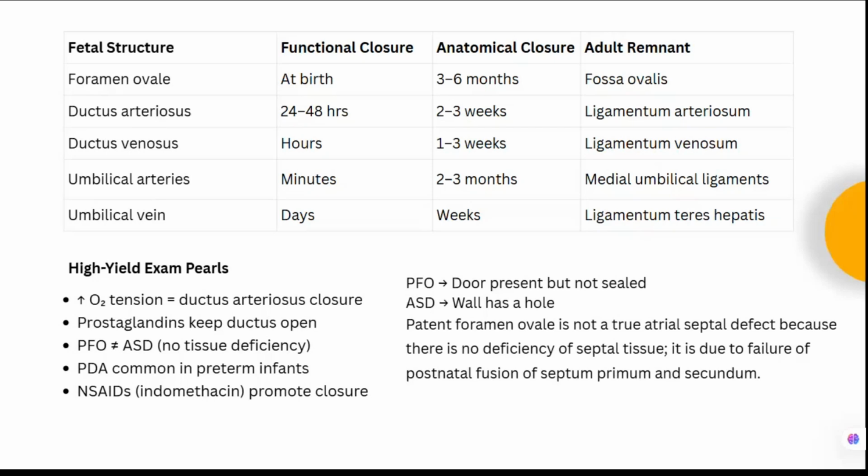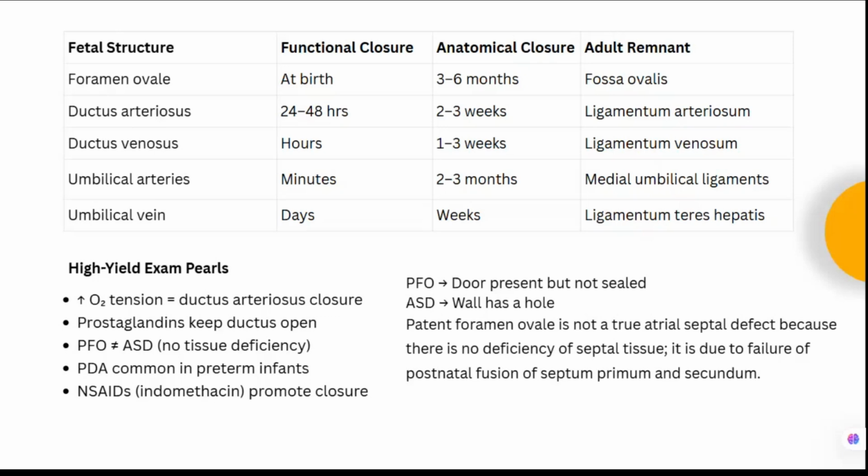Okay, so please concentrate. So when does the foramen ovale get closed? The functional closure happens at birth, while anatomic closure will take 3 to 6 months, and the adult remnant is a fossa ovalis. So foramen ovale, the functional closure will happen at birth. Then anatomical closure will take around 3 to 6 months, and adult remnant will be fossa ovalis.